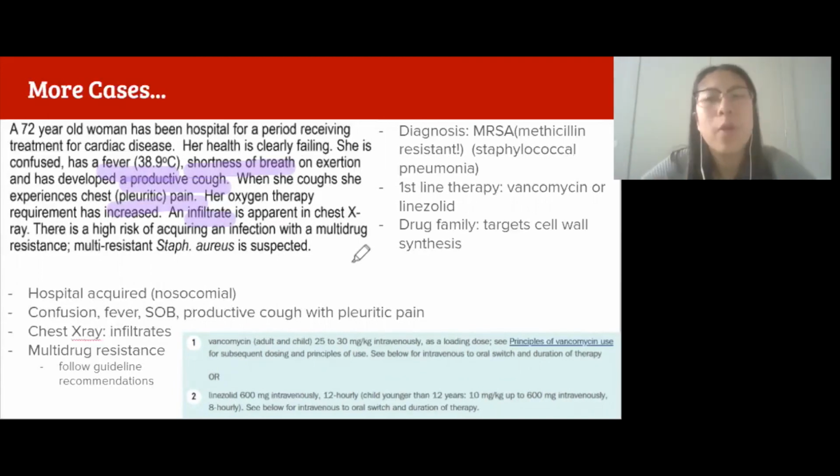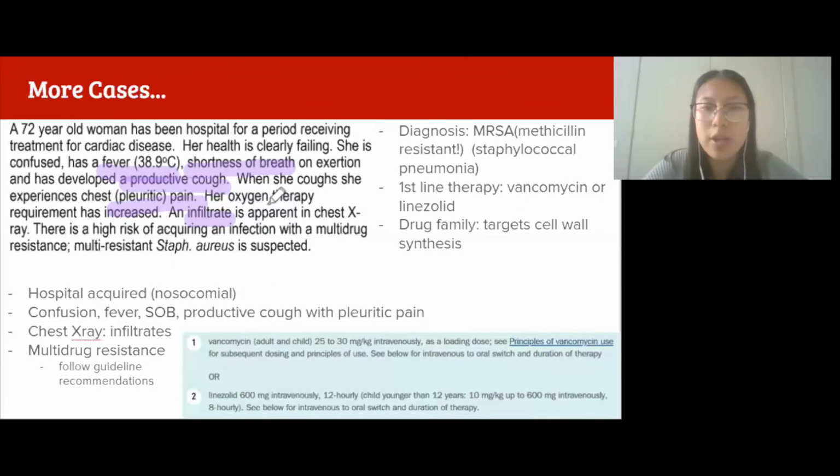Potentially. So what do we think when we have a look at this? You try to deduce, she's been in the hospital. She's probably got this from the hospital, so it's probably hospital-acquired, nosocomial. She's got confusion, fever, shortness of breath, productive cough, pleuritic pain, as well as infiltrates on her chest X-ray. And also the fear of multi-drug resistance. What do we do when there's multi-drug resistance? Follow the guidelines, recommendations of what you do when there's multi-drug resistance. But the diagnosis here was methicillin-resistant staphylococcal pneumonia.